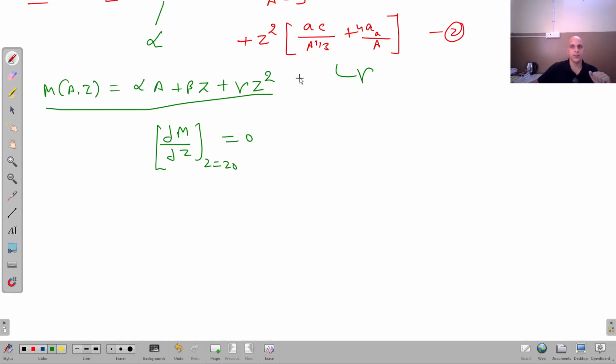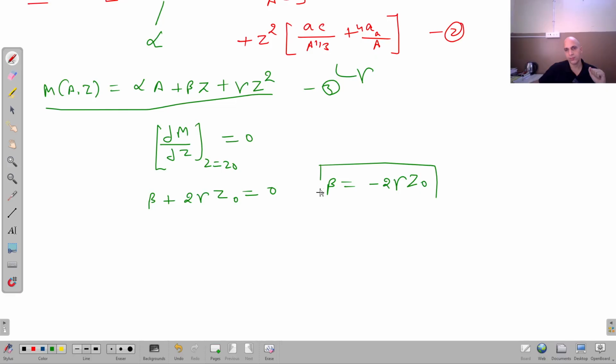So when I apply this condition to equation number 3, what I will get, you can see here, is simply beta plus 2 gamma Z equal to 0. But as Z is equal to Z naught, it becomes beta plus 2 gamma Z naught is equal to 0. So beta is equal to minus 2 gamma Z naught. Here Z naught is the atomic number of the most stable isobar.